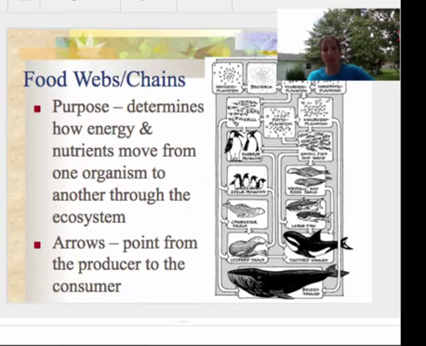The other day we looked at food chains and food webs. You want to be able to analyze the food chain and the food web, looking at the arrows, which go from the producer to the consumer because it's an energy push. So you want to be able to roughly explain both in a terrestrial and an aquatic ecosystem.